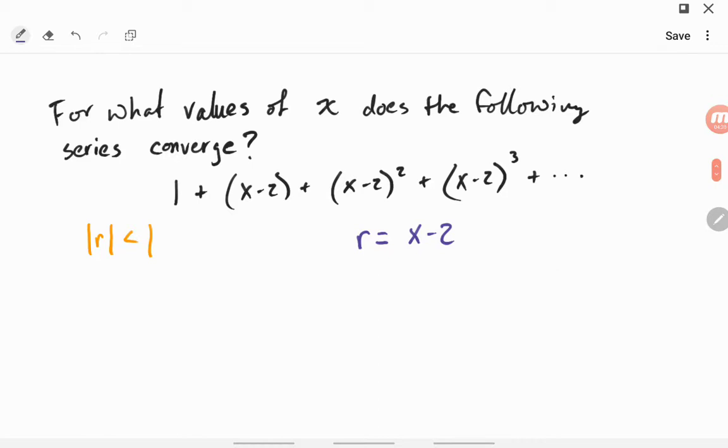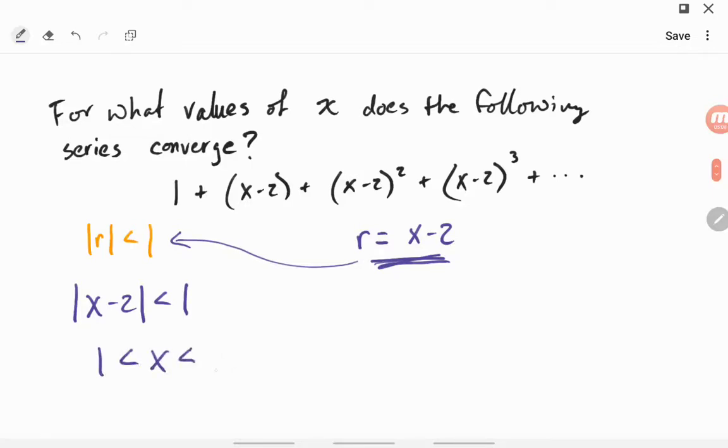So for my values of x, I just need to plug these in for R. I can utilize this tidbit here to solve for the inequality. I'll be able to find all possible values of x such that the absolute value of R, my rate, is less than 1. I can replace R with x minus 2. I need the absolute value of x minus 2 to be less than 1. Well, when you've got the absolute value of x minus 2 being less than 1, this is the same thing as saying 1 is less than x, which is less than 3.